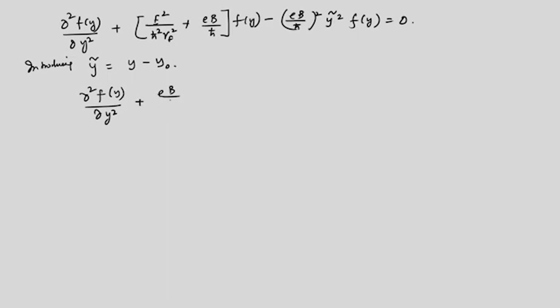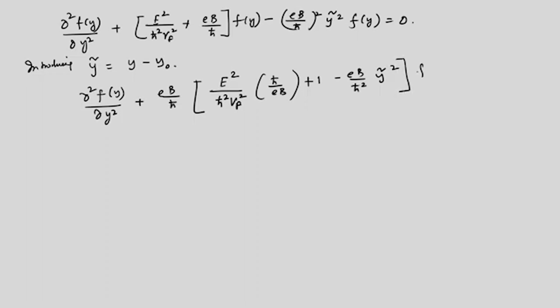So this is EB over ħ, and e squared divided by ħ² v_F², and ħ over EB. Just bear with me for some time, this is only algebra that I am doing in order to simplify things. And so there is a plus 1 minus EB by ħ ỹ² and f(y) equal to 0. So we get a differential equation for f(y), and the solution will give us the eigenfunctions that we have made an ansatz about.